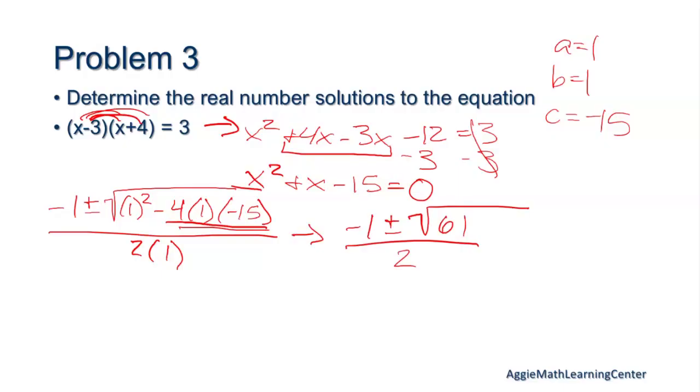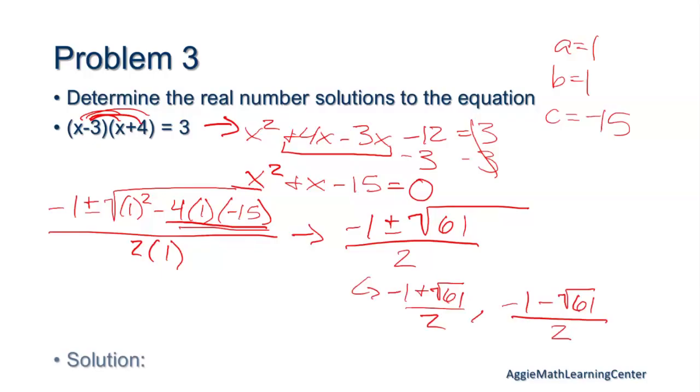Can this simplify at all? I think 61's prime. Okay, so what are our 2 solutions for this one? -1 plus square root 61 over 2, and -1 minus square root 61 over 2. Perfect. How are you guys feeling about the process? Show of thumbs. Sweet.